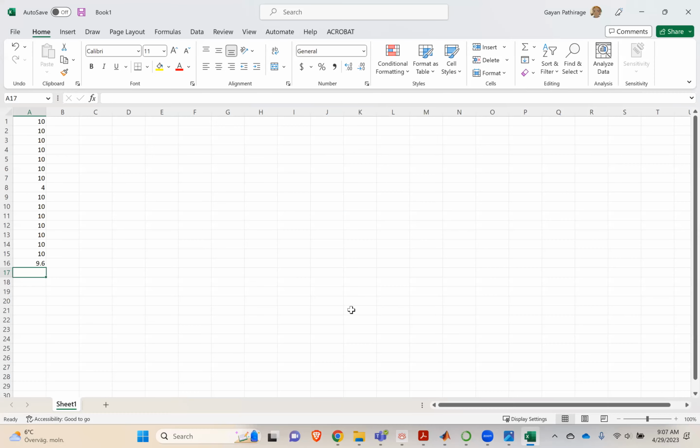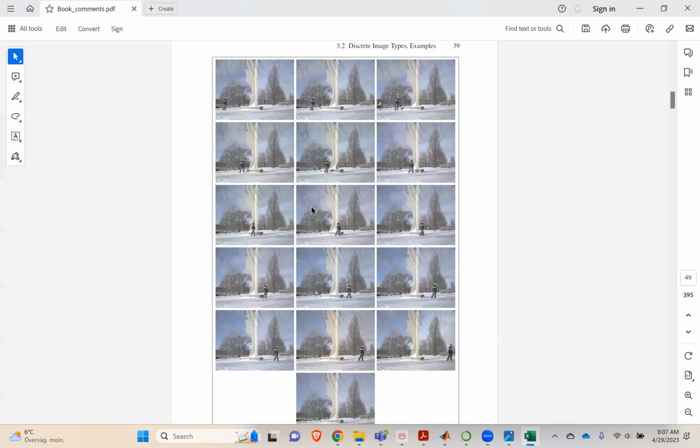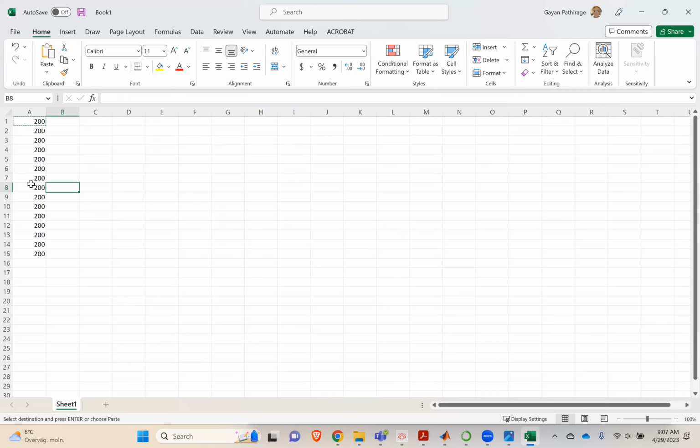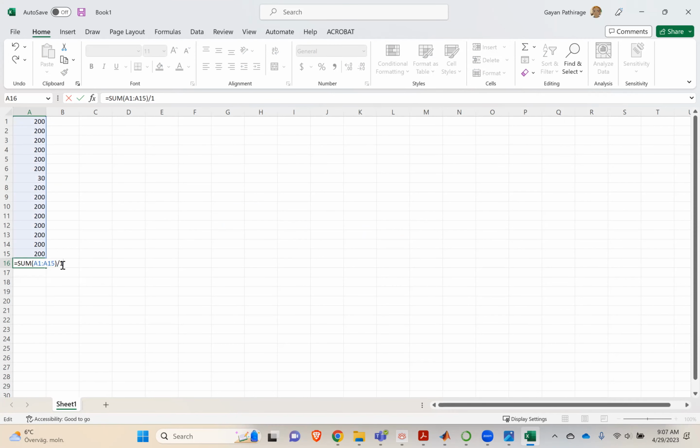So what we can do is open Excel. Let's say the value is 200, and we have 15 images. On that particular pixel, it's repeated on 15 images, but only one place, which image? It is this one, the seventh one. Directly this human is on top of that. In the seventh one, the value is lower. So let's say the value is like 30. But when we average this, I take the sum of this and divide by 15.